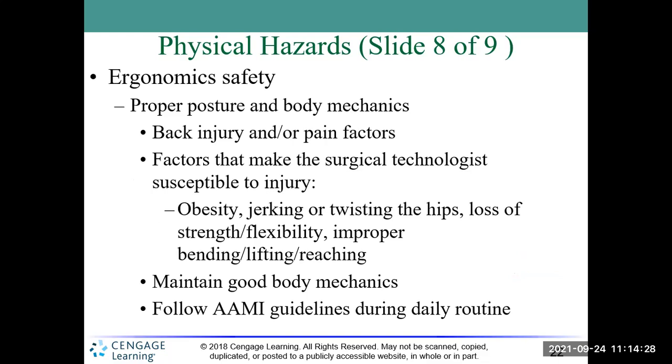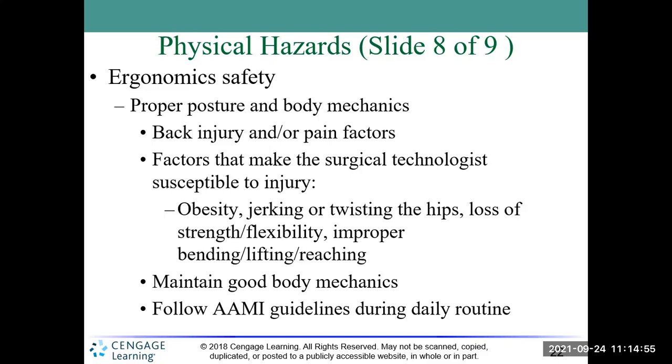Let's talk a little bit about ergonomics. You're going to be standing for long periods of time, in one position. So proper posture and body mechanics is really important to reduce long-term back injuries or pain factors.